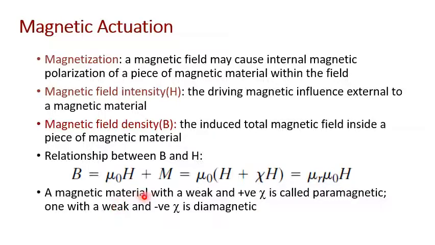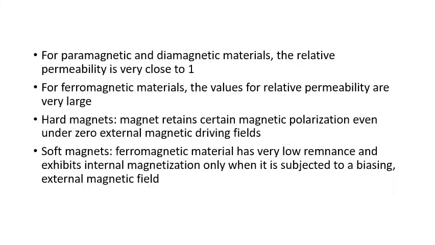A magnetic material which has a weak and positive magnetic susceptibility is called a paramagnetic material, and one which has a weak and negative magnetic susceptibility is known as a diamagnetic material. For paramagnetic and diamagnetic materials, the relative permeability is very close to 1. For ferromagnetic materials such as iron, the values for relative permeability are very large.